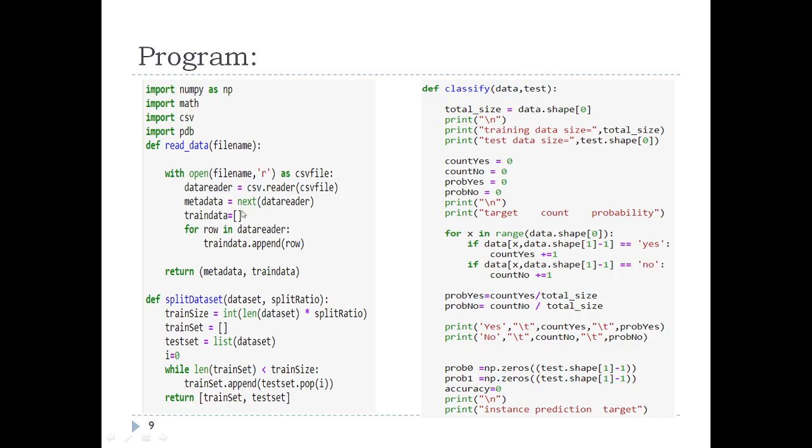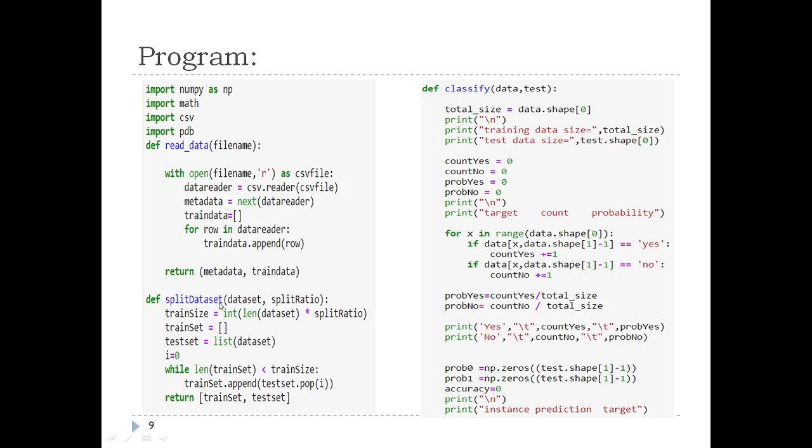Next we'll create a training data set array. Then from the data reader, we will append row by row to this train data. Now this particular function, after reading the CSV file, will return two types of data. One is training data and one is metadata. Okay, so this is the read data function.